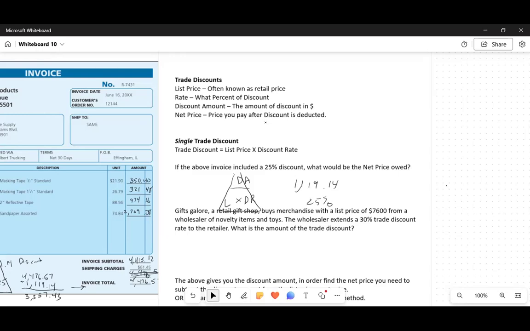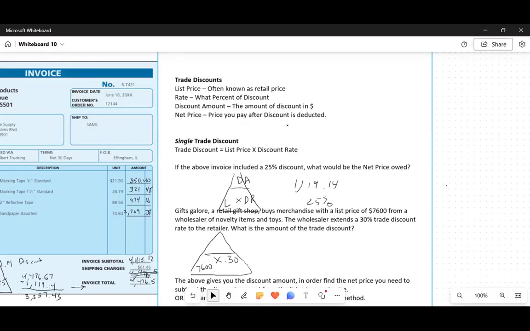All right, so then it says here, we'll give a different problem. Gifts Galore, a retail shop, buys merchandise with a list price of $7,600. So let's go back to our formula. Instead of base, we're going to put list price in the bottom left corner. And they're going to offer me a 30% trade discount. They want me to tell them the discount amount. What is the amount of the trade discount?